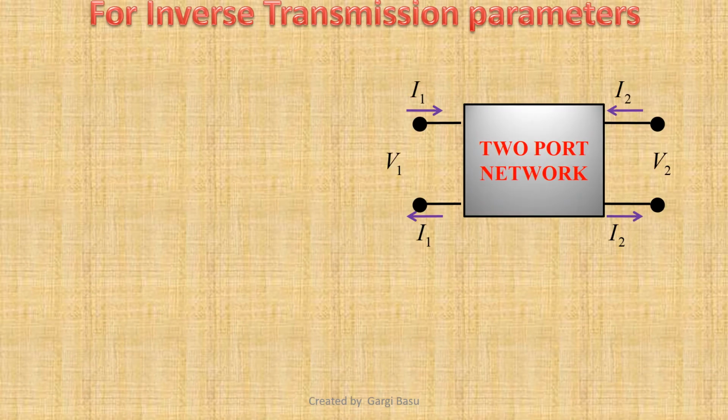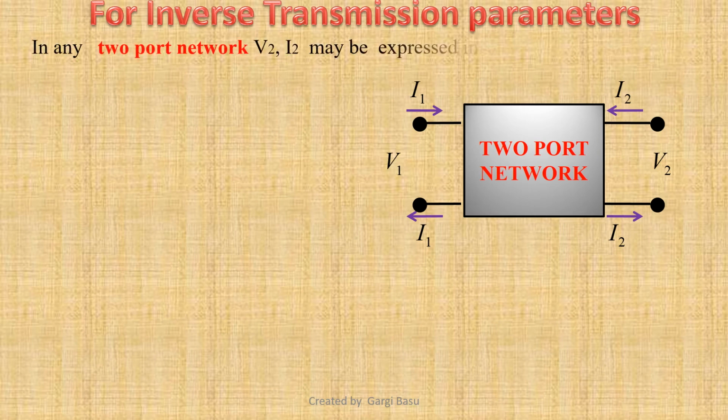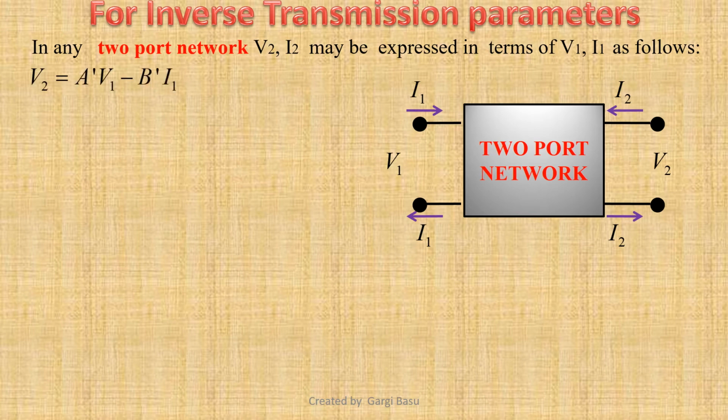Like transmission parameters, inverse transmission parameters are useful in the field of power system and telecommunication systems. When we describe a two-port network using inverse transmission parameters, or simply called T' parameters, we express the output port variables V2 and I2 in terms of input port variables V1 and I1. The linear equations used in this case are V2 equals A dash V1 minus B dash I1 and I2 equals C dash V1 minus D dash I1.